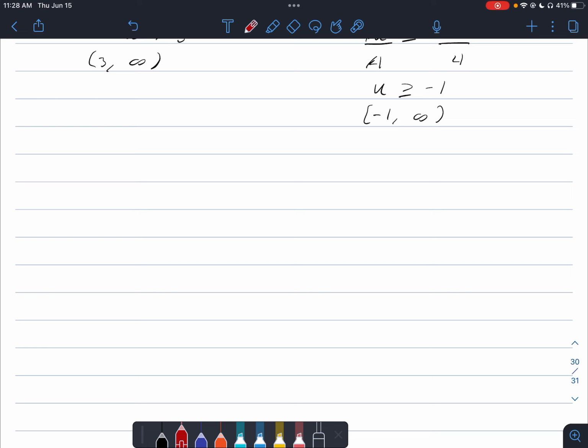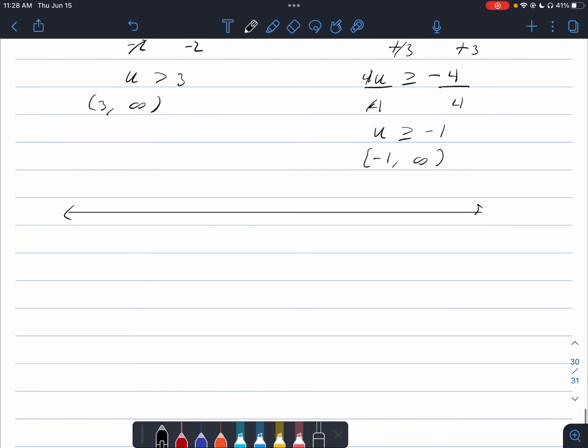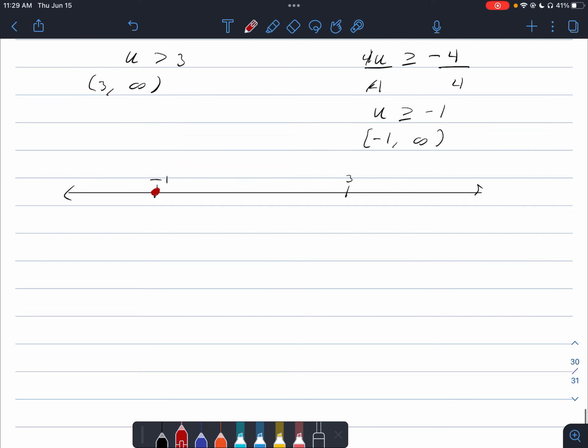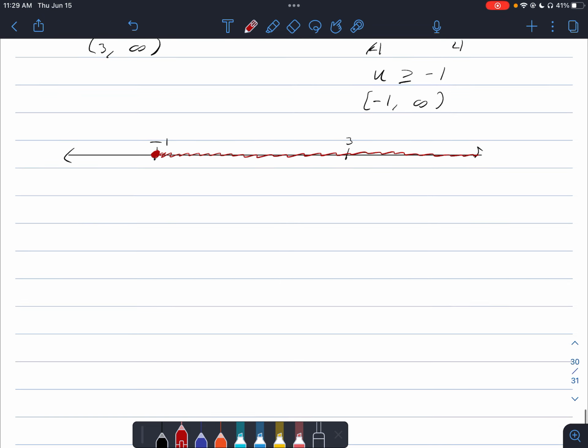So we're going to do a couple of number lines here to show this one. All right, so here we'll write down our relevant values. We have -1, we have 3. All right, we want from -1 to infinity. We're going to fill in that dot because we're including the point -1. And we have everything greater than -1.